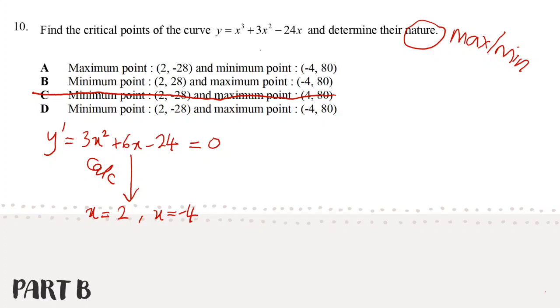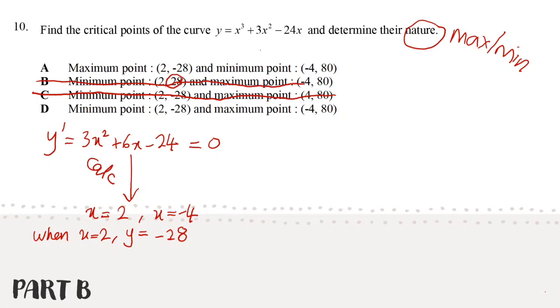And then we find the point of y. So when x is equal to 2, you just substitute into your calculator. y is equal to -28. So y is equal to -28. For B, you get y is equal to 28. So you may ignore B.